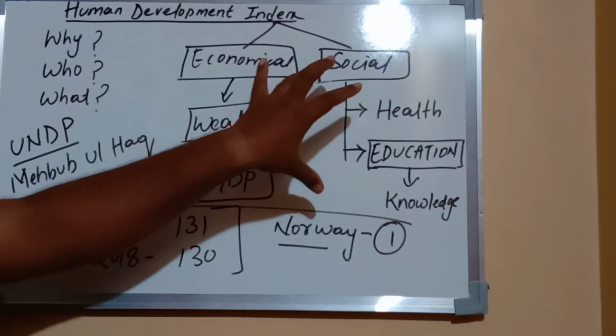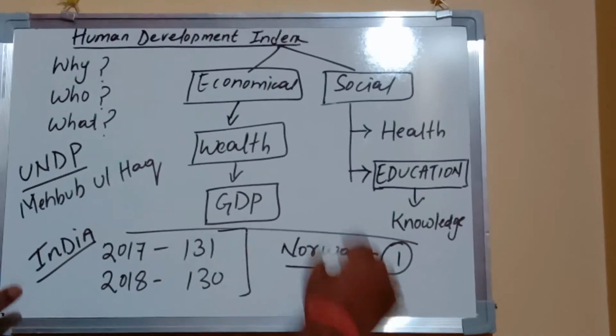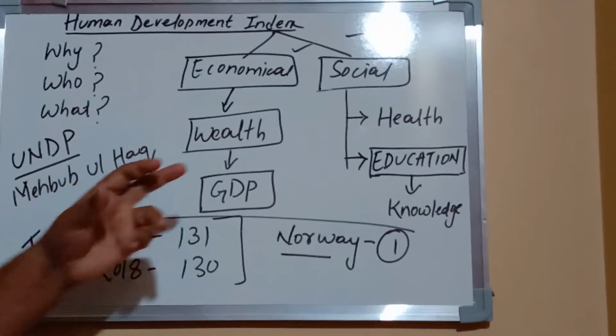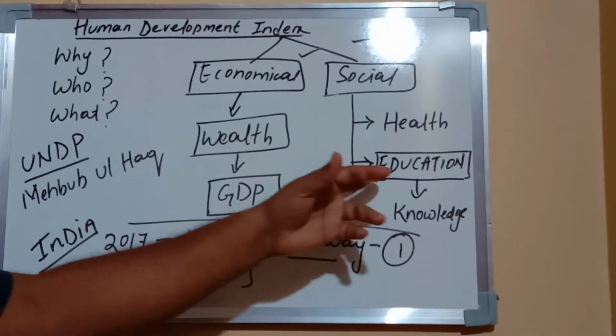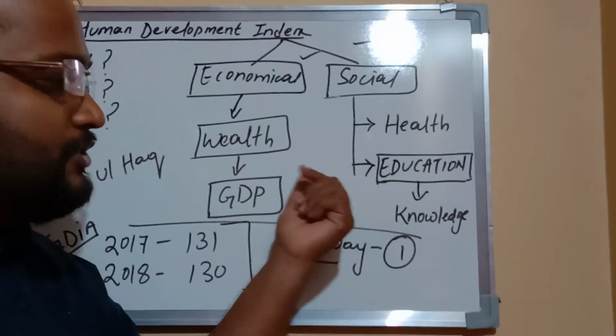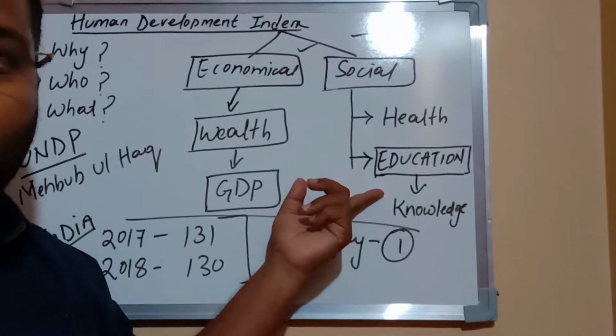From the exam point of view, certain questions are important. What are the parameters considered under the Human Development Index, what are the economical factors they consider, and what are the social factors they consider? Under education, one thing I forgot over here: in education they consider only the schooling level of education.